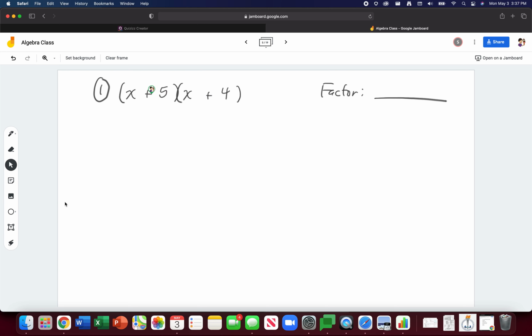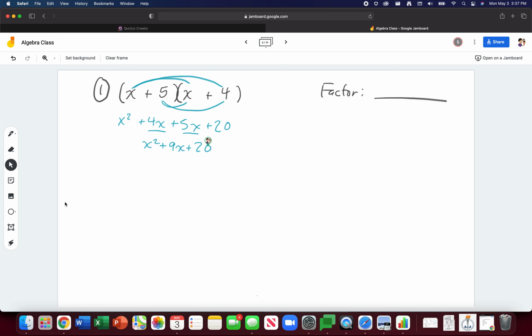Now, you might feel comfortable doing this in a short way, right? But look, you just multiply. So x times x is x squared. This is plus 4x. This is plus 5x. And this is plus 20, and when I combine like terms, I get x squared plus 9x plus 20.